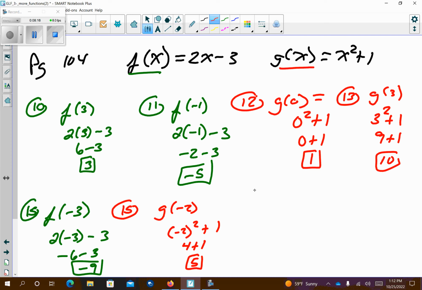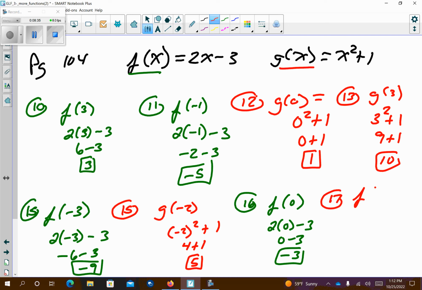Number 16, we want f at 0. So I'm going to plug 0 into our f equation. So I get 2 times 0 minus 3. 2 times 0 is 0. 0 and subtract 3 is negative 3. And then number 17, we want f at 2. So I'm going to plug 2 into our x. So I get 2 times 2 minus 3. 2 times 2 is 4. Minus 3 is 1. And that's all the homework would have been.